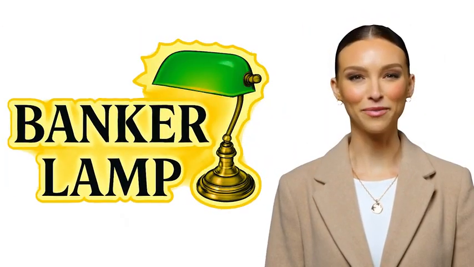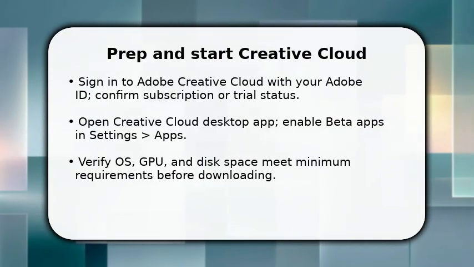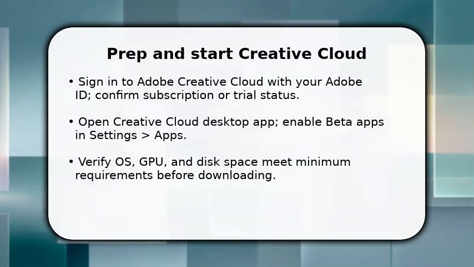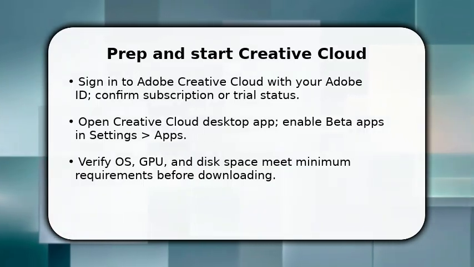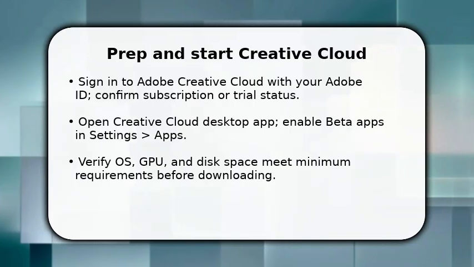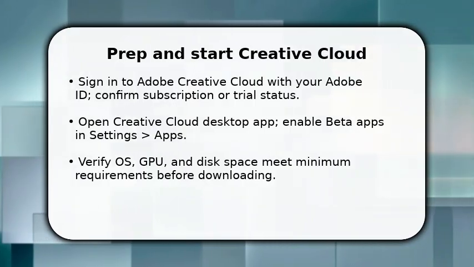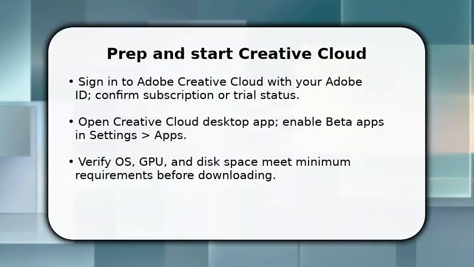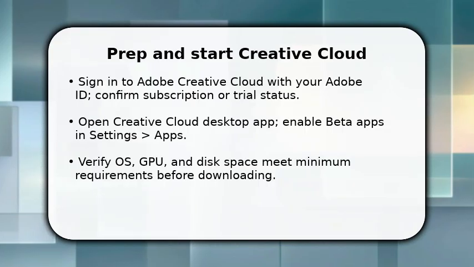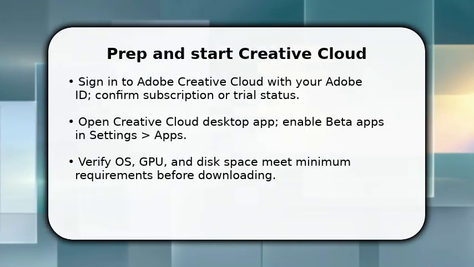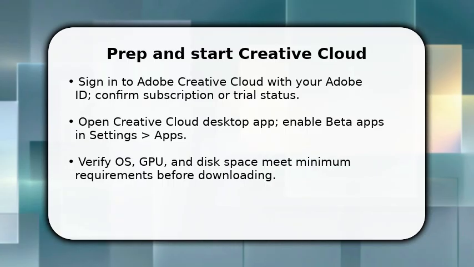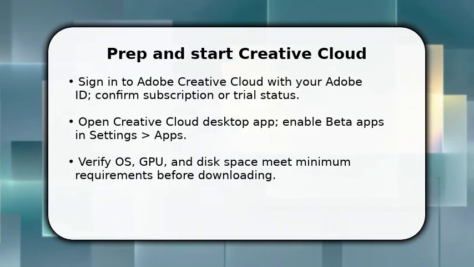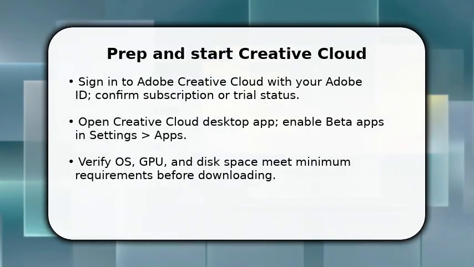Please enjoy the video. You already have an Adobe ID and Creative Cloud installed. Now start the process. First, open the Creative Cloud desktop app and sign in if needed. Once done, go to Settings, choose Apps, and enable Beta Apps so beta builds appear. Next, confirm your machine meets the minimum OS, GPU, and free disk requirements. This reduces install failures and performance problems.